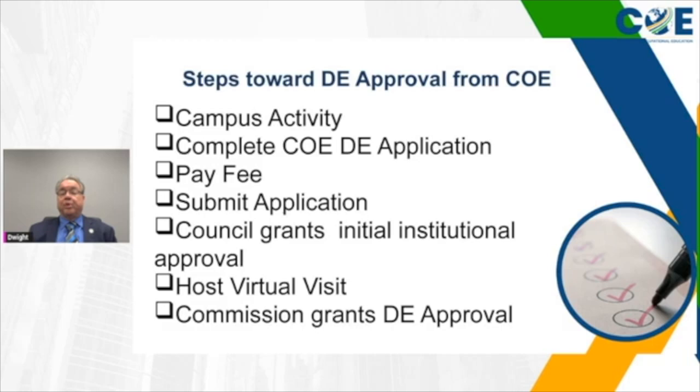And then you're going to complete your COE distance education application, pay a fee, and submit the application. Once the application is submitted, it will be reviewed by the commission and they will grant initial institutional approval. And then you will host a virtual visit. And after the virtual visit, the commission will grant final distance education approval. And then you can add additional programs.